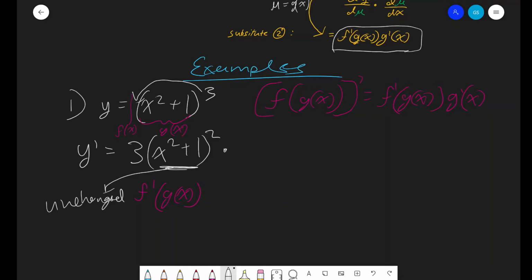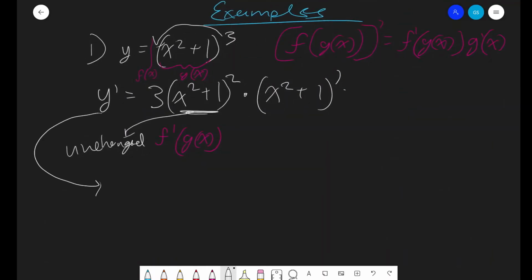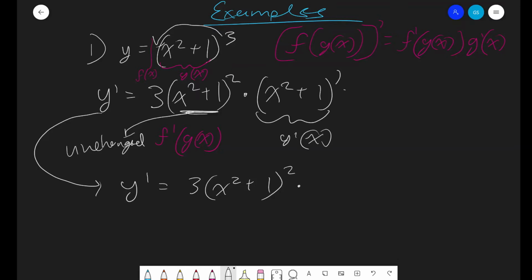And well, what is the derivative of this inside? So I can write this as x squared plus 1. Then I'll make an arrow like this. Okay, so y prime would give us 3(x squared plus 1) to the second power multiplied by differentiating this to give us g prime of x, right? So the 1 is just a constant, so that just becomes 0. This is 2x, right? We're going to bring over the 2, so 2 minus 1 is 1, so we just write this as 2x.